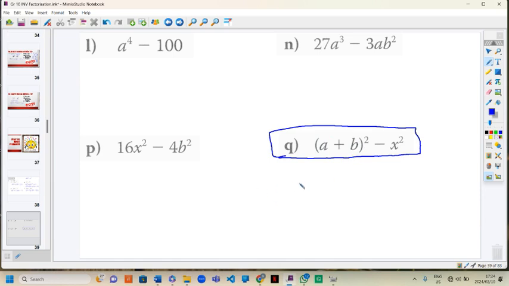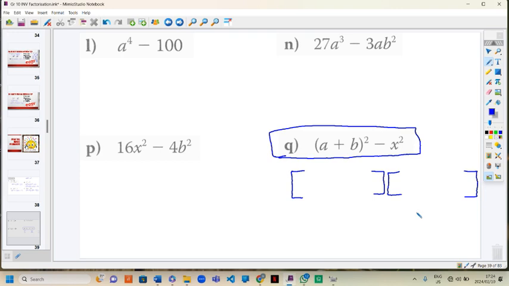So how am I going to do this one? Let's first check: is there any common factor here? No, there's no common factor. So I'm going to open up a bracket. Because I see that there's a bracket, I'm going to open up a square bracket. I'm opening up a square bracket because I have a bracket there, just to distinguish between brackets so I can see them easier.